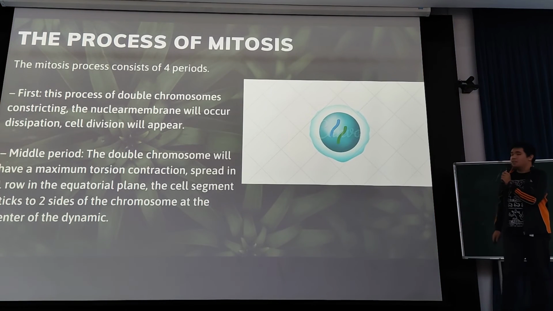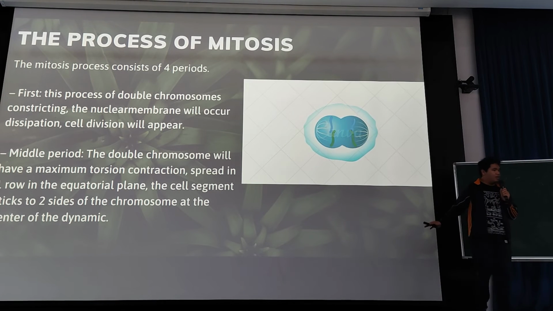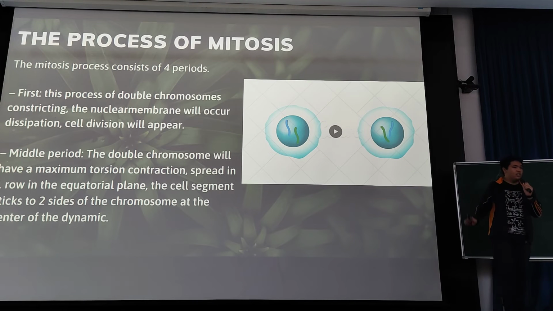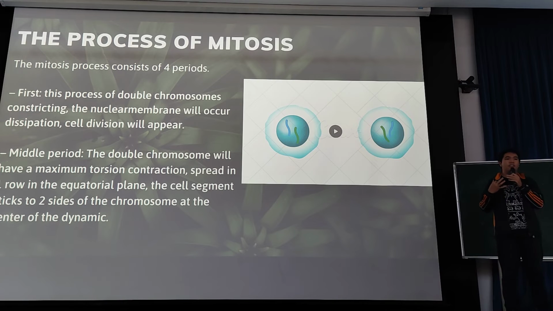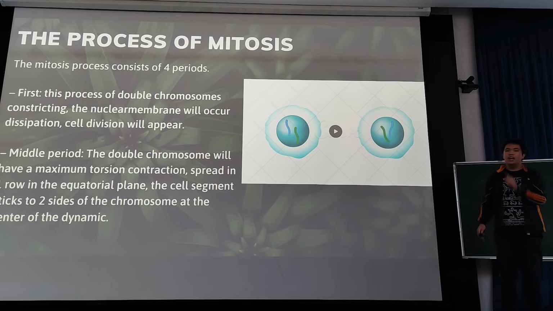The process of mitosis contains 4 periods. In the first period, the chromosomes double and the nuclear membrane disappears, which occurs in the cells. The spindle forms, and the cell will divide.